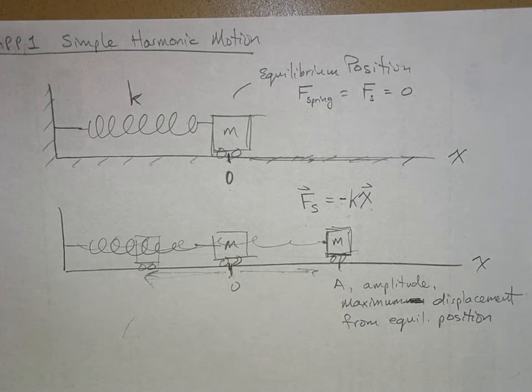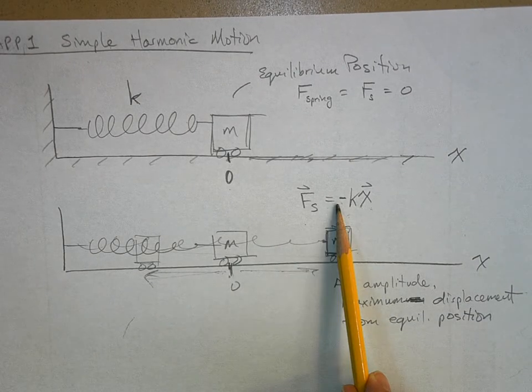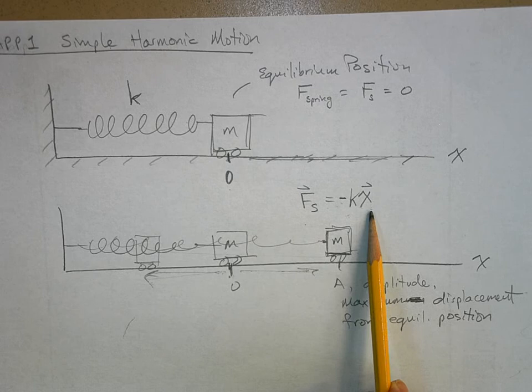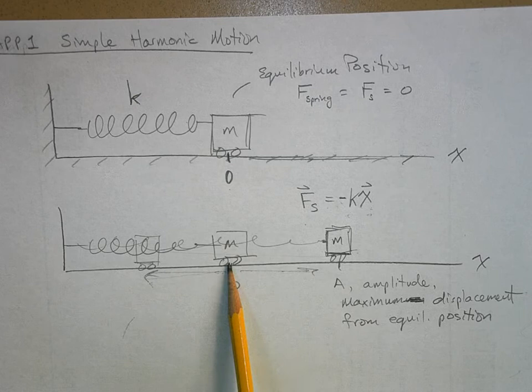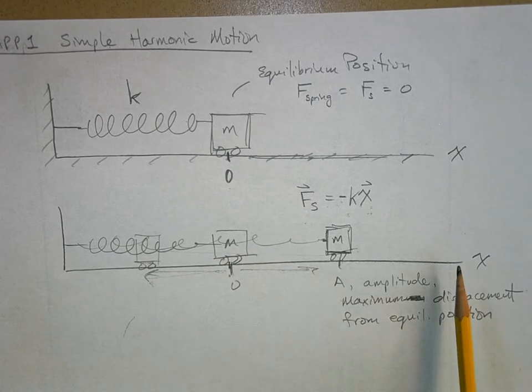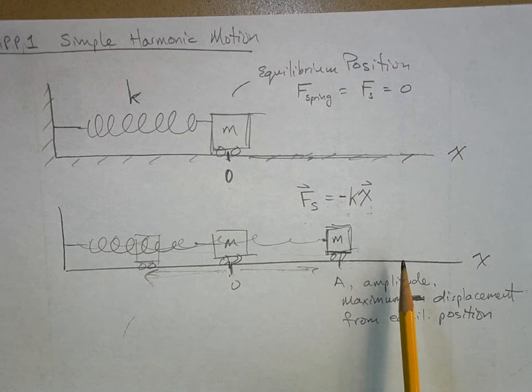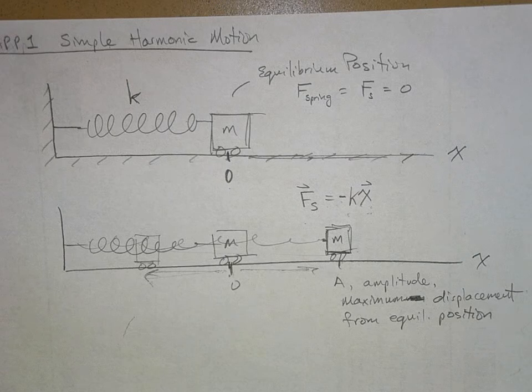The force is always in the opposite direction as our position, and it's directly proportional to my position. In other words, if the force is twice as strong because I pull it twice as far away from the equilibrium position, well, then I'm going to have simple harmonic motion.